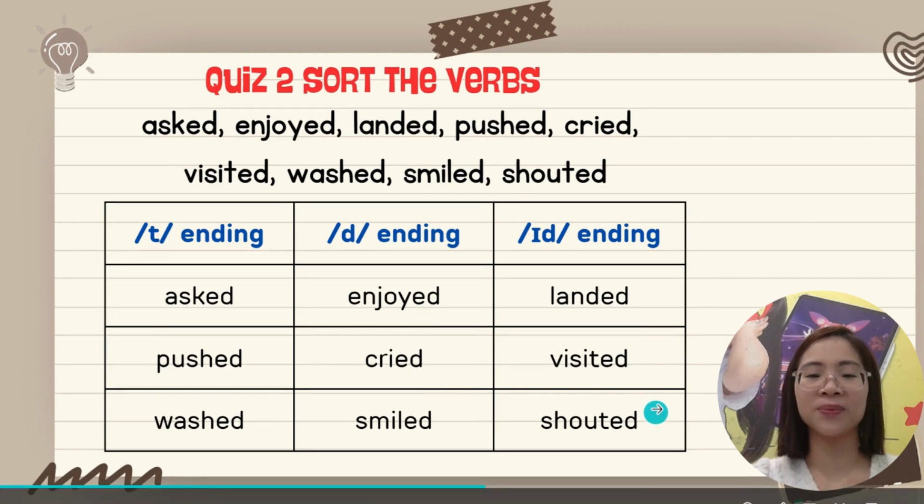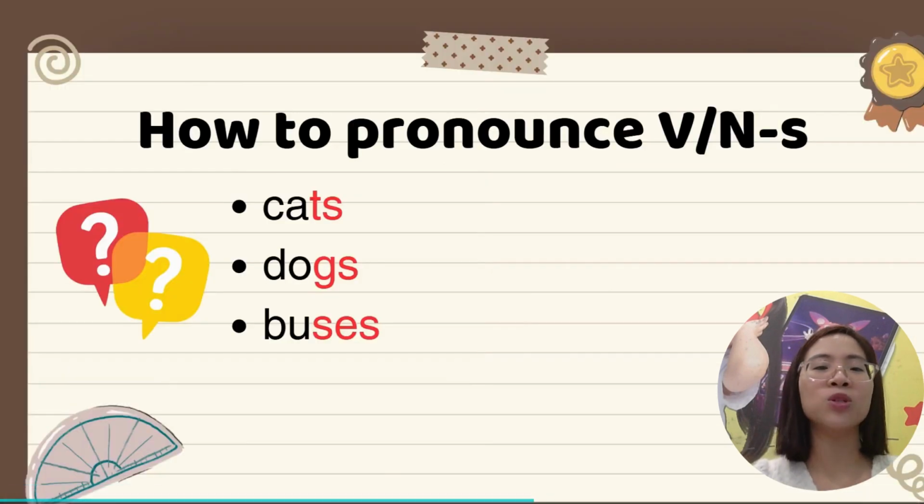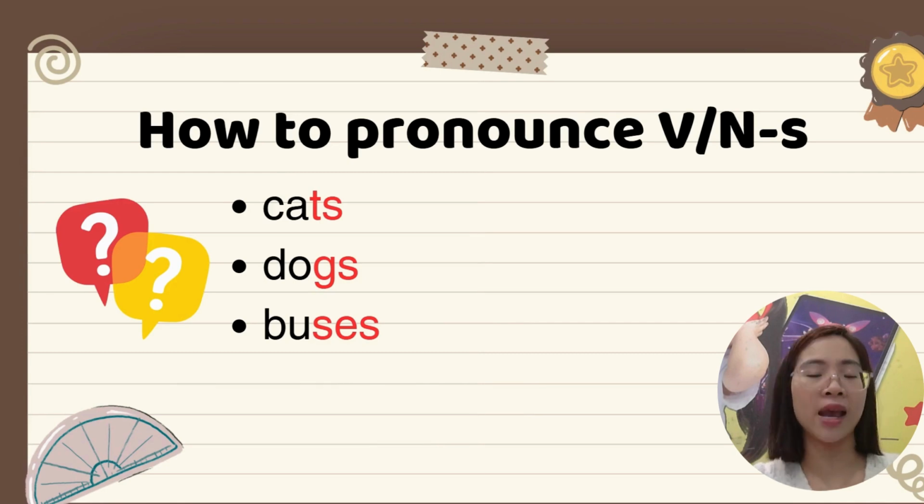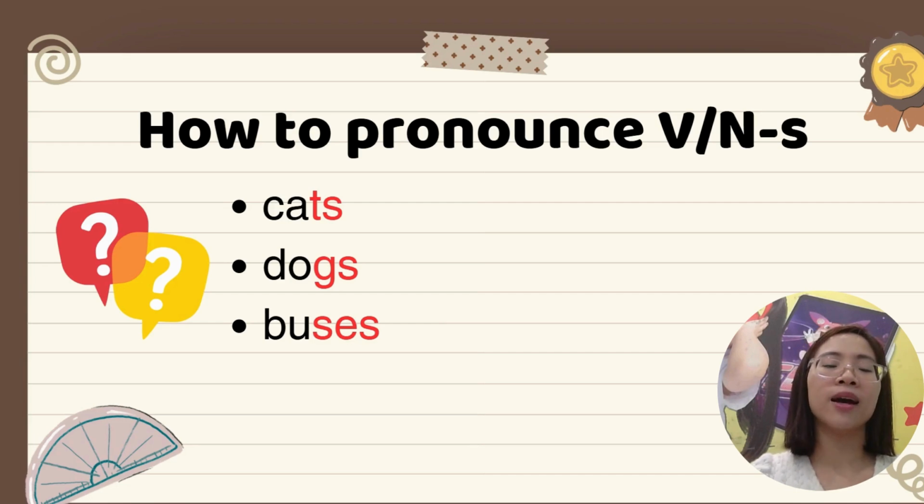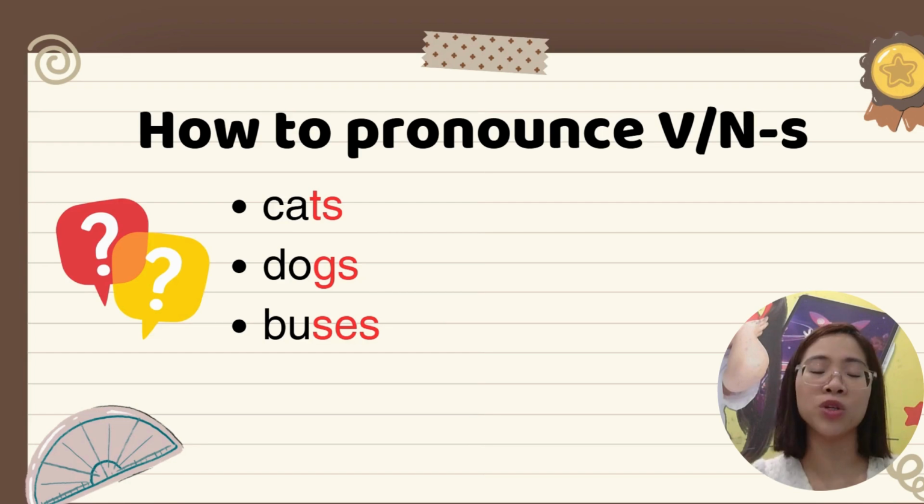Great job, students! And now it's time to move on to how to pronounce verbs or nouns that end with S. Here are 3 examples for you as well. It's time for you now to listen carefully and find out the differences between these words when they are pronounced. 1. Cats. 2. Dogs. 3. Buses. Have you got the differences, right?